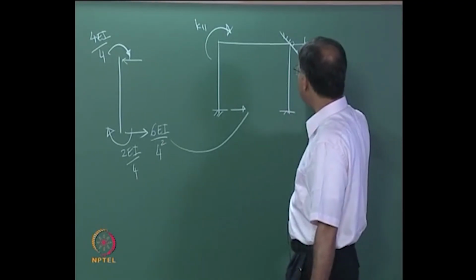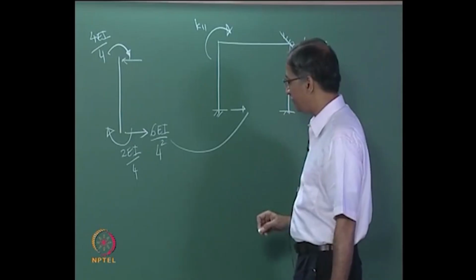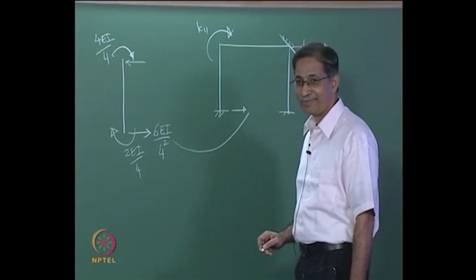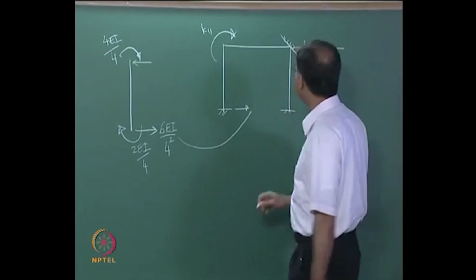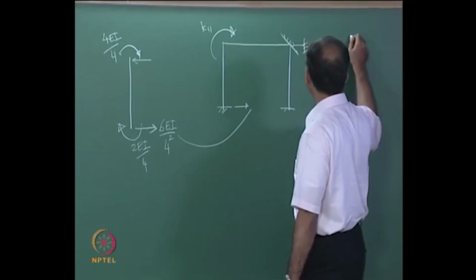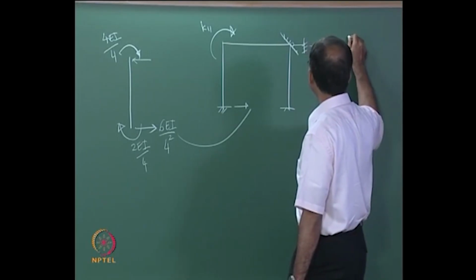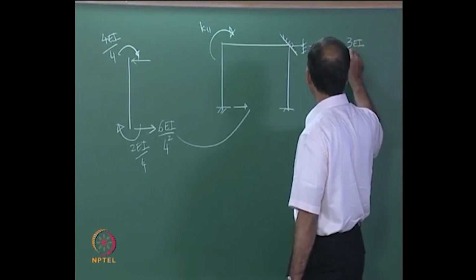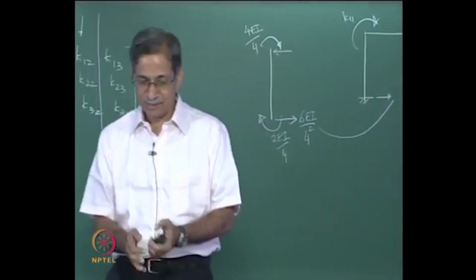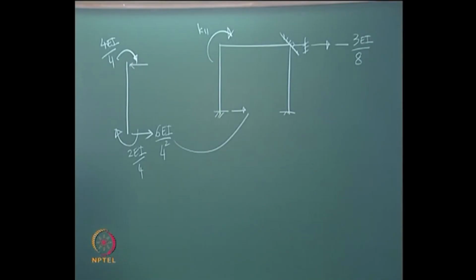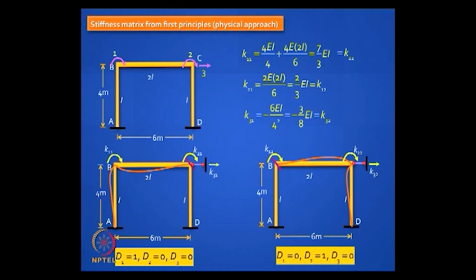So the reaction you get here will be equal to how much? Minus, because they should add up to 0. So minus how much? 6 EI by 16. 6 EI by 16 works out to 3 EI by 8. That's it. This is the physical approach. Now it's easy. Okay, right? And this will be equal to K32 in the second figure. So we've got the first two columns very easily. Last column.